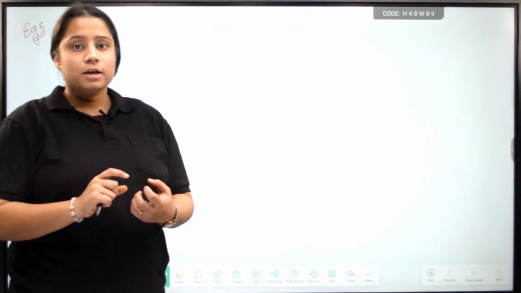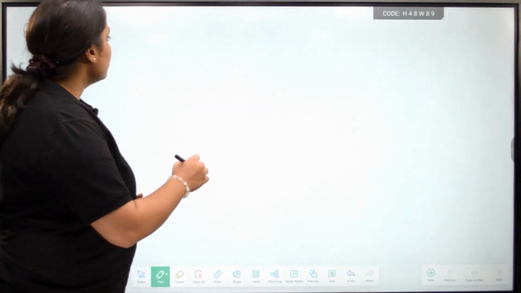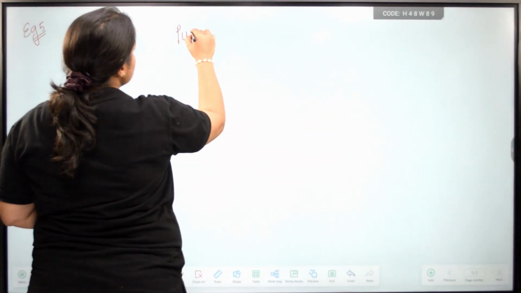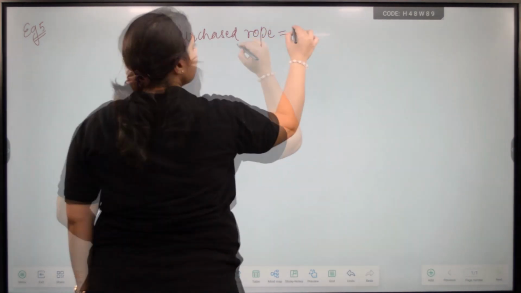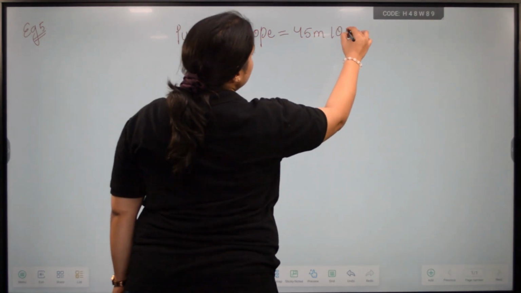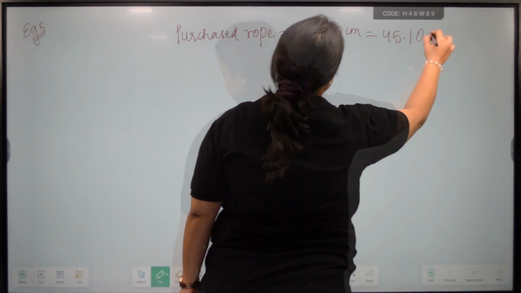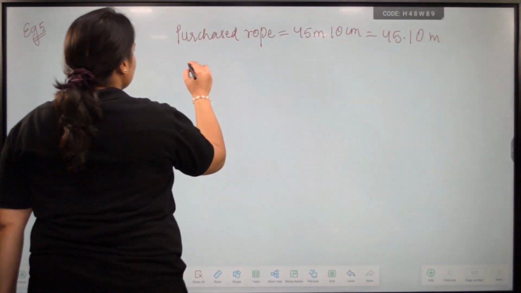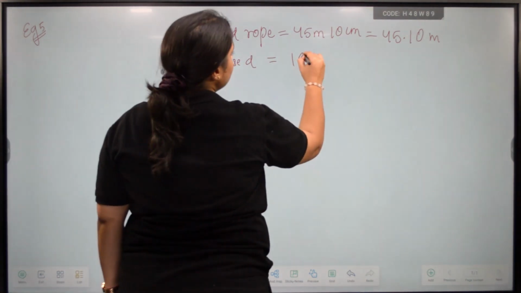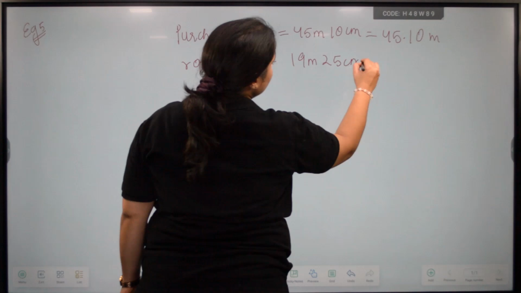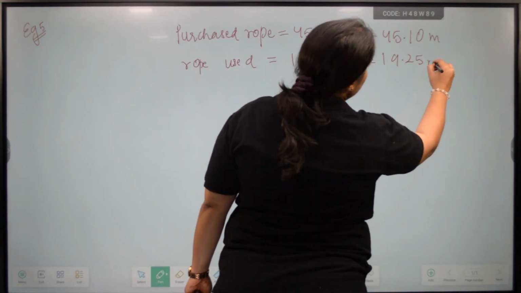Example 5. In this question, we can see that Ravi has purchased some rope and he has used some out of it. And we have to find what part of rope has left with Ravi. So in this question, the rope purchased is equals to 45 meter 10 centimeter, which is equals to 45.10 meter, and the rope used is equals to 19 meter 25 centimeter. It will be equal to 19.25 meters.